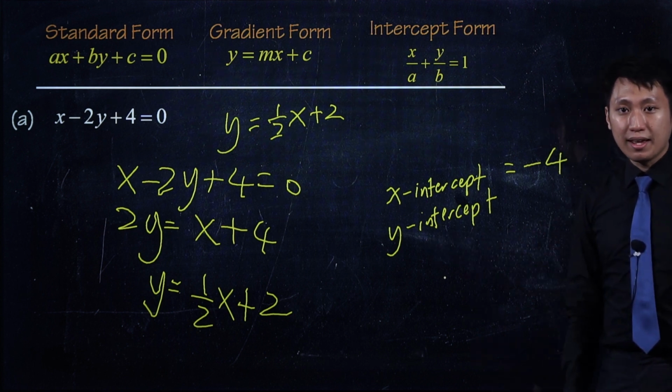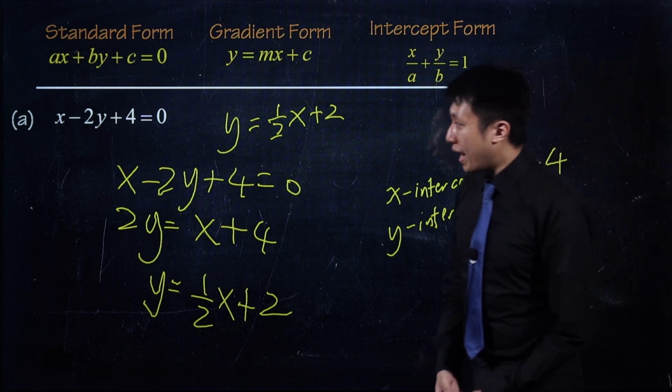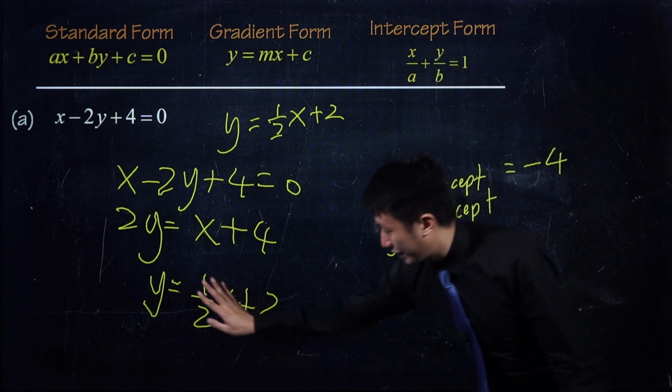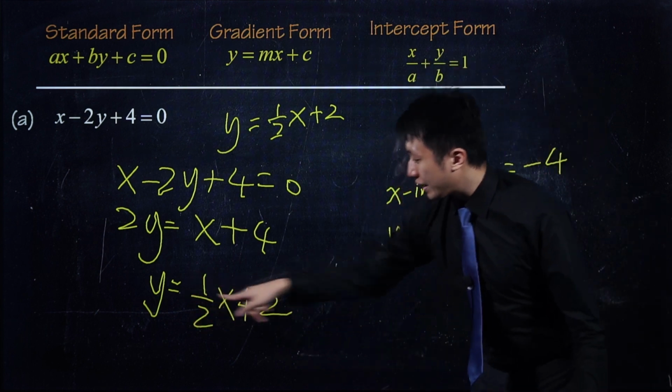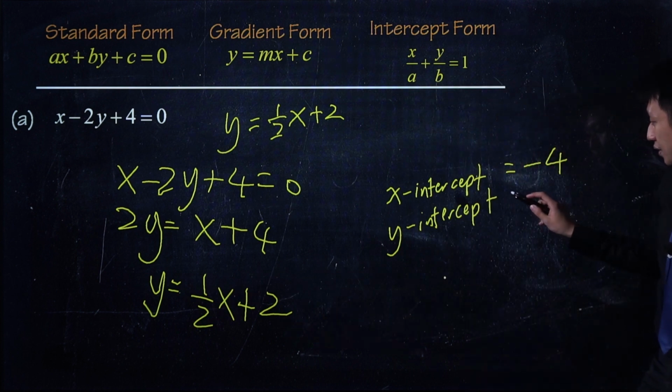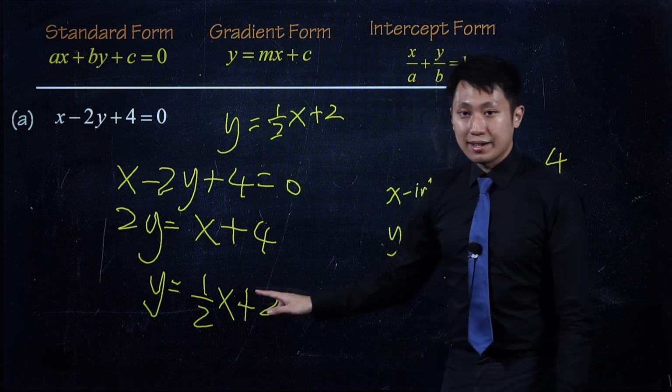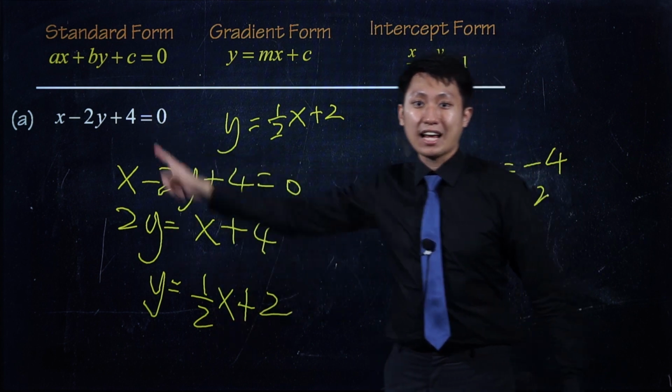The y-intercept is when x is equal to 0. When x is equal to 0, this is easier. I look at this, when x is equal to 0, y is equal to 2. So it equals 2. Hey, you see here, this equation and this equation, they are exactly the same.